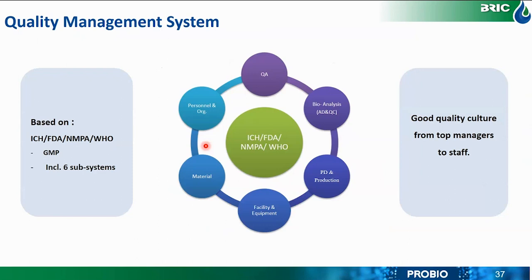Also, we have a full quality management system based on ICH, FDA, NMPA, and WHO. Our quality system was established based on the applicable regulations and standards, including six major subsystems: QA, QC, production, facility and equipment, material, and personnel. Besides the system, to ensure compliance and provide high quality products, we also have a good quality culture. From the management team to the operation team, we take quality as the highest priority goal and have a good GMP mindset, and fully understand that quality is designed and implemented by the production, QC and GXP teams.